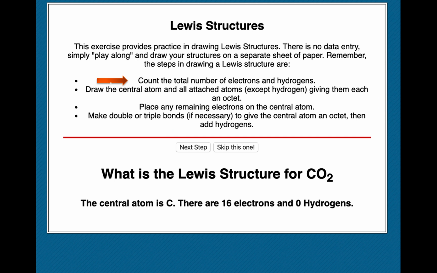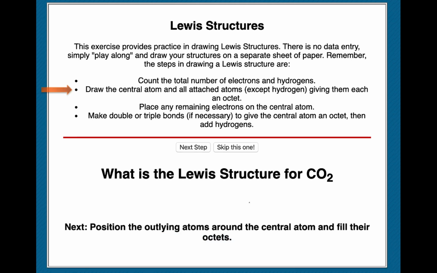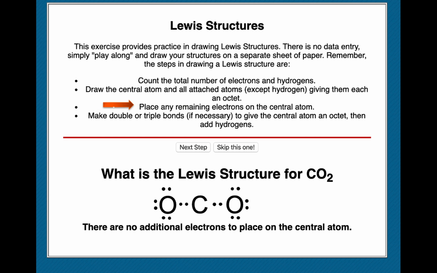Step 2, draw your central atom and attach all the other atoms that are not hydrogen, and give everybody that you've attached an octet. So here are our oxygens. We have given each of the oxygens an octet. That's our central atom. Carbon only has 4 electrons at this point. It says place any remaining electrons on the central atom. That would be our carbon, but we've used 8, 8, 16. That's all the electrons we have. No more remaining. All right.